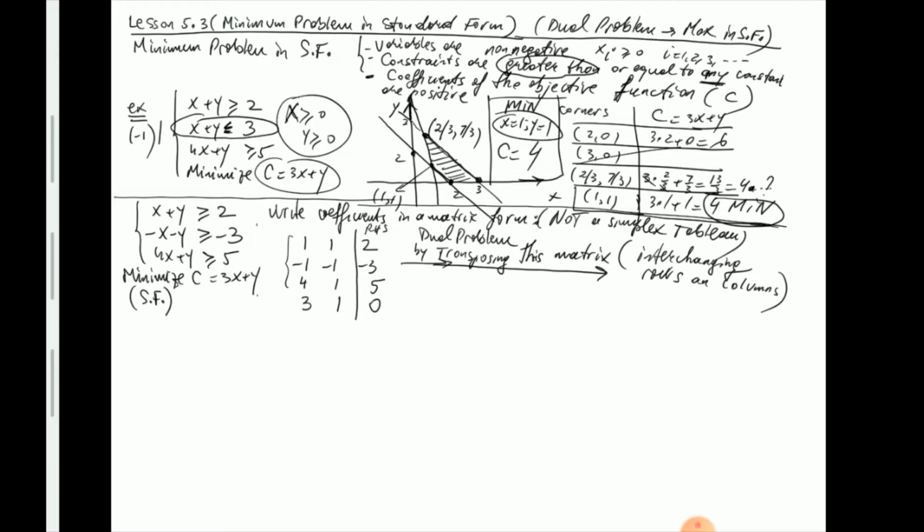So we have the rows 1, 1, 2, -1, -1, -3, and then the other two. We're going to interchange the rows and the columns, and now the matrix becomes 1, -1, 4, and 3, followed by 1, -1, 1, and 1. Column 1 becomes row 1, column 2 becomes row 2, and finally the right-hand side becomes the last column, row 2, -3, 5, and 0, and again copy that vertical bar.